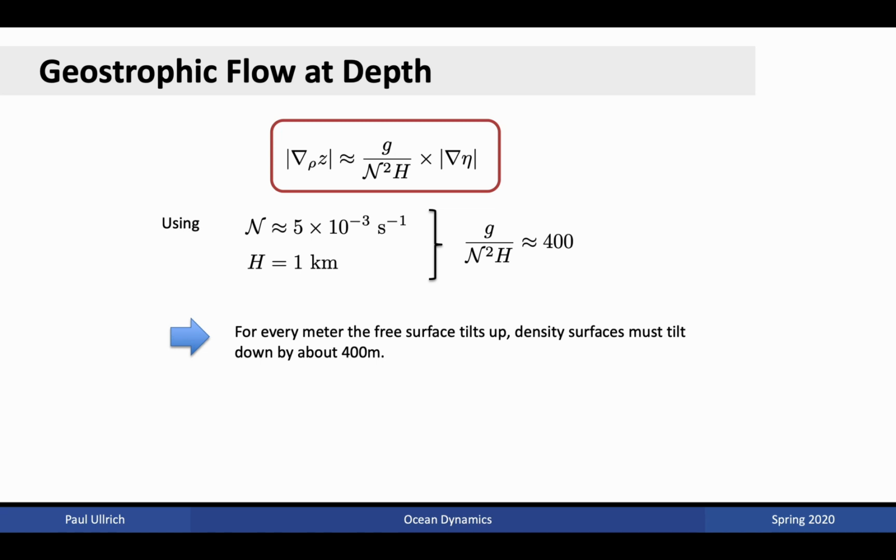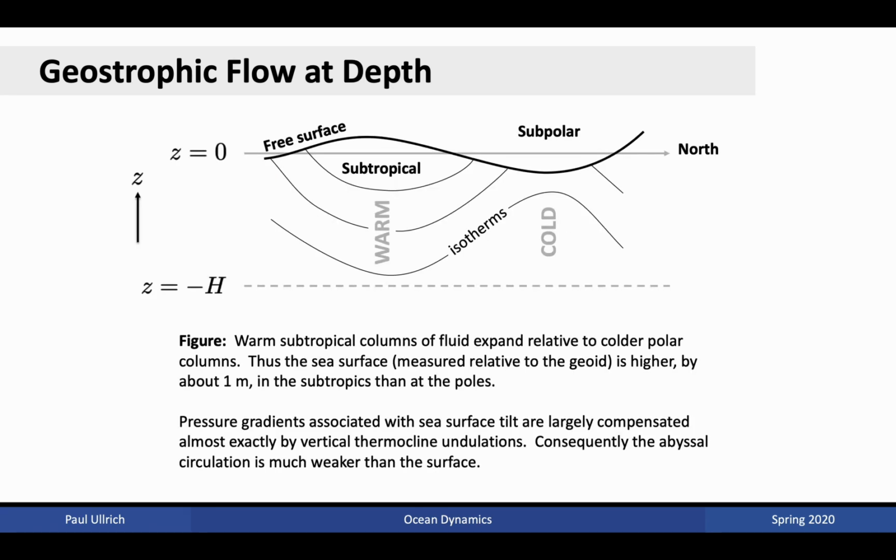That means that in practice, with a Brunt-Väisälä frequency of about 5 times 10 to the minus 3 per second, and a height of the column of 1 kilometer, we must have that for every meter the free surface tilts up, the density surfaces must tilt down by approximately 400 meters. That means that these density surfaces can have quite sharp slopes associated with them because of small variations in the free surface. Is this something we see in practice? Indeed, it turns out that this is the case.